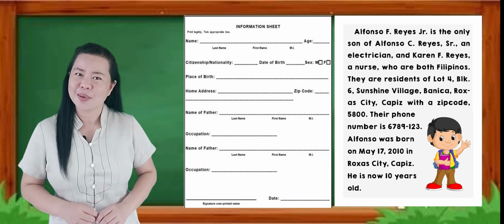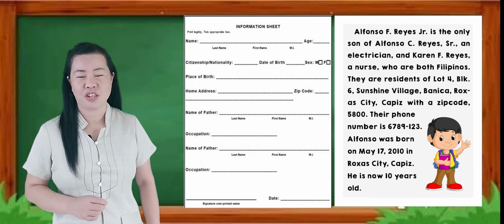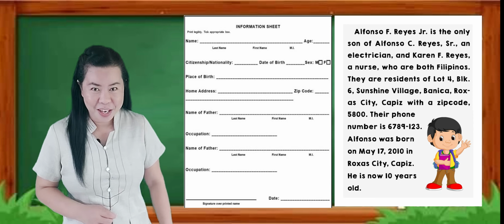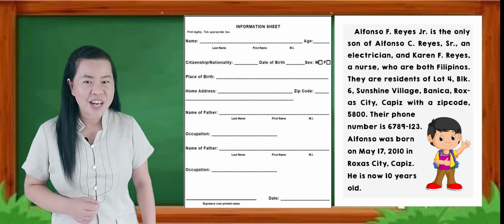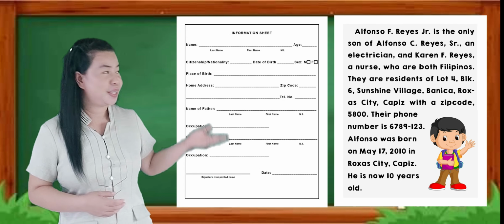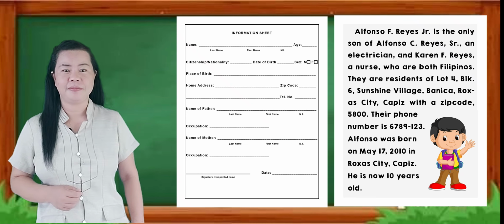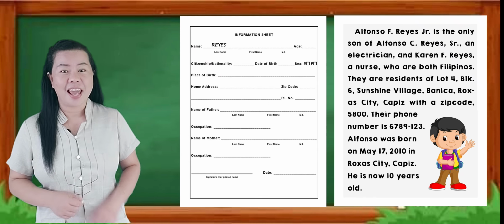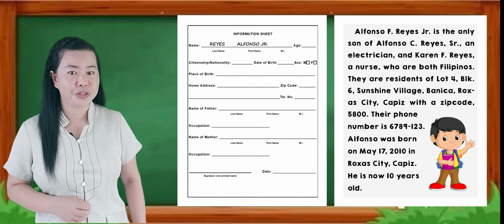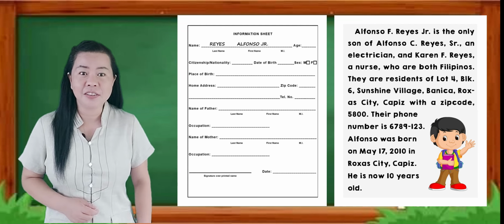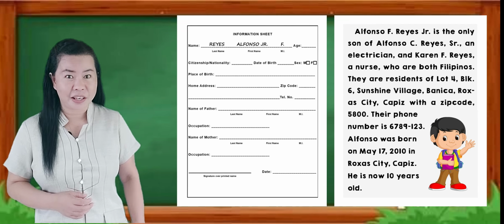Now, let's look at the passage containing the information we're going to use in accomplishing the form. We need to make sure that we fill this out precisely and correctly so we can avoid making erasures. As you can see, we need to start with a last name or family name, and that is Reyes. It is followed by the first name or the given name, which is Alfonso Jr., and then the middle initial, which is the first letter of the middle name followed by a dot.